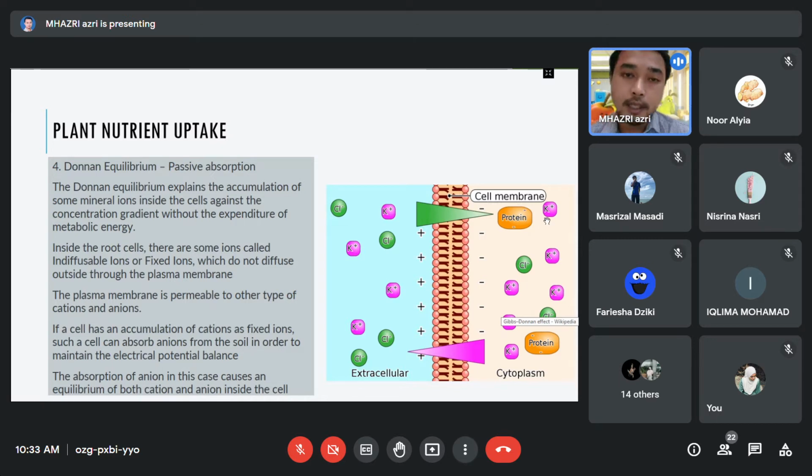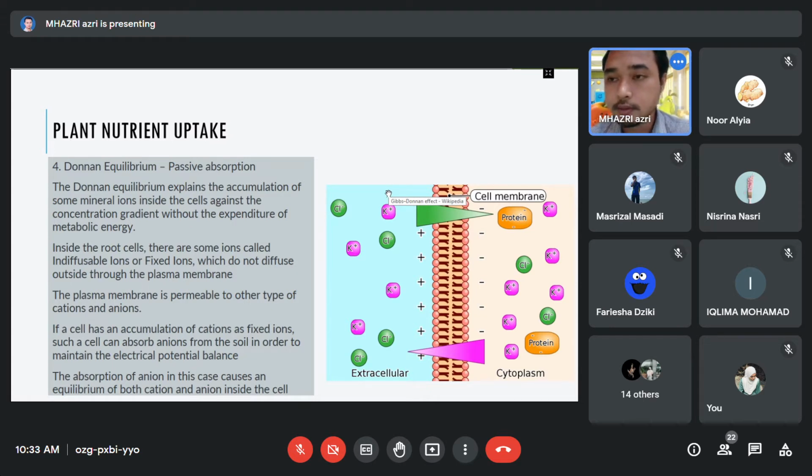Okay, sometimes proteins contain positive charge. Okay, if a lot of proteins in here contain positive charge, so the total charge in the cytoplasm will be positive. So it will make the chloride ion enter into the cytoplasm through diffusion. Okay, so itu adalah Donnan's equilibrium theory. Faham? Okay tak? Faham tak pasal ni?